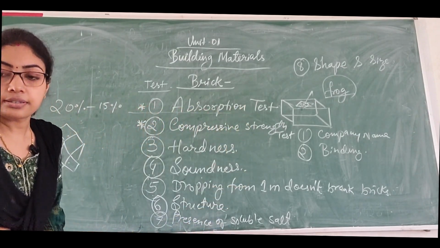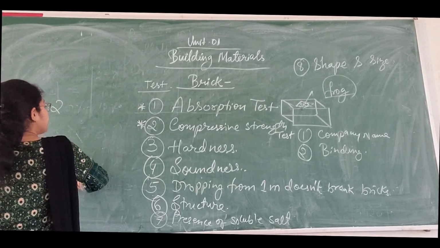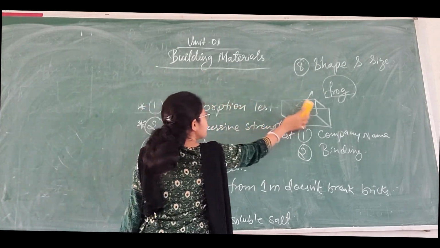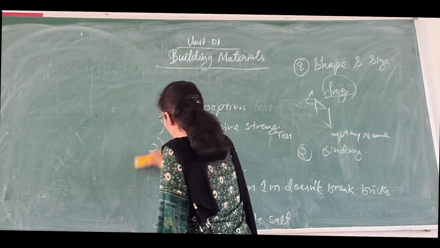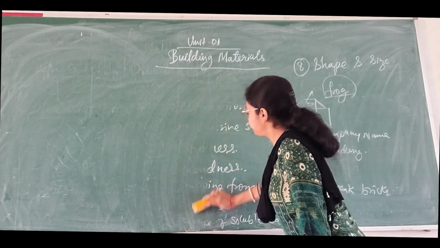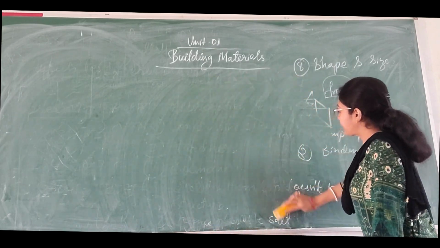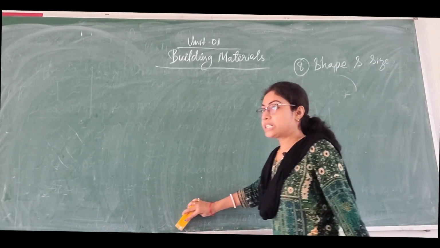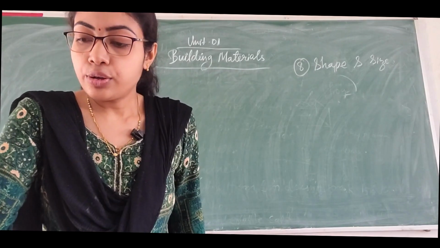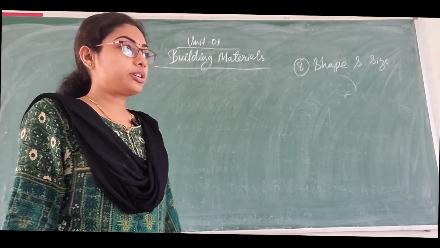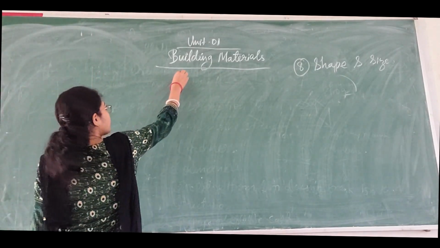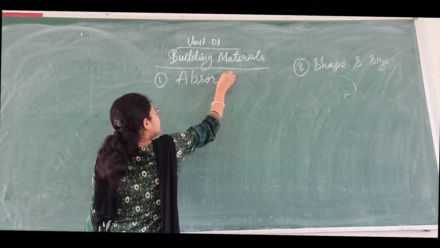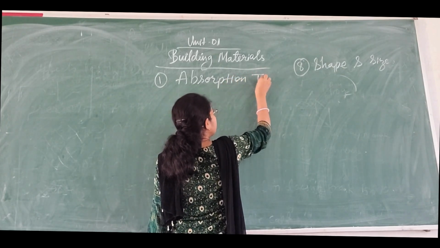What is absorption test? What happens when you do absorption test? You require only an instrument that is called an oven. You know oven? What's the work of it? Oven dries out or increases the temperature inside the material, reduces moisture, increases the temperature, right? What is the use of oven? Let us take the first test, absorption test.